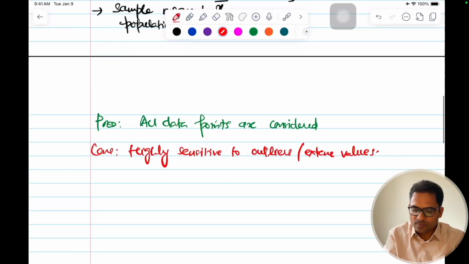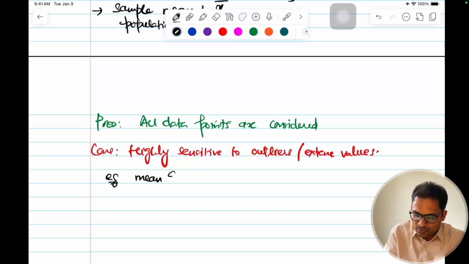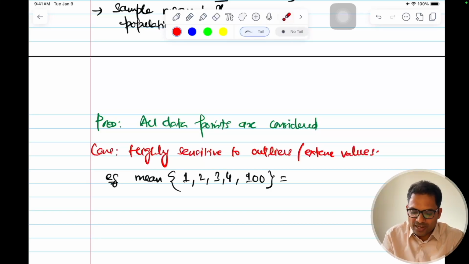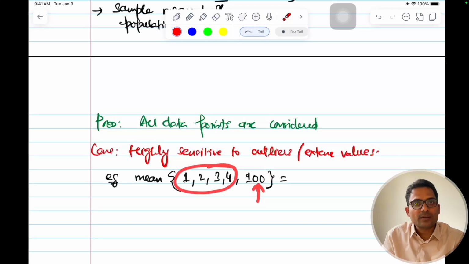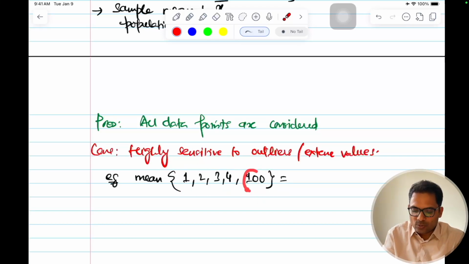For example, if my same data set is, if I have to find the mean of 1, 2, 3, 4 and 100. So instead of 5, now I am having 100. So this is an outlier, an extreme value. All these were in the same range, but this is an outlier, extreme.